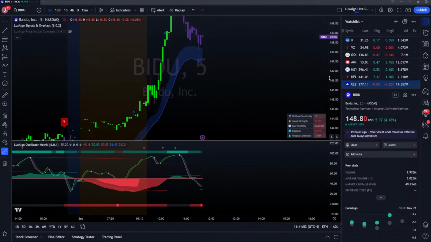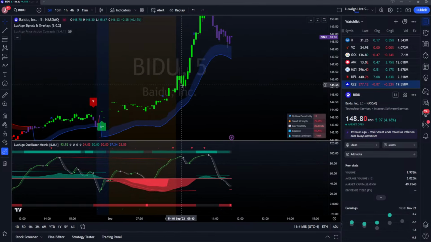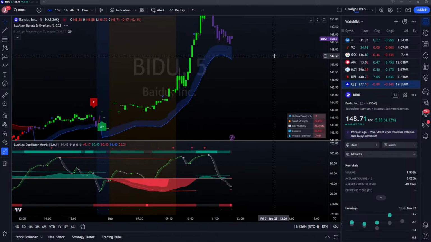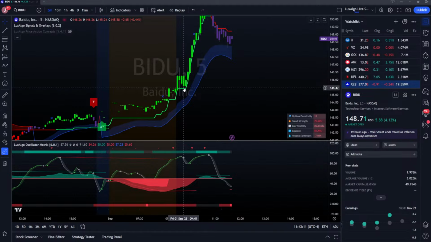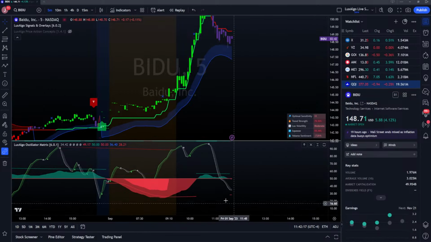So if you were to take an entry on this, you probably would have wanted to see if you got a retracement to the smart trail. You can use the trend catcher as well for retracements for entries. Like there you go, especially on these volatile ones that gain that volume, you could have hit that.